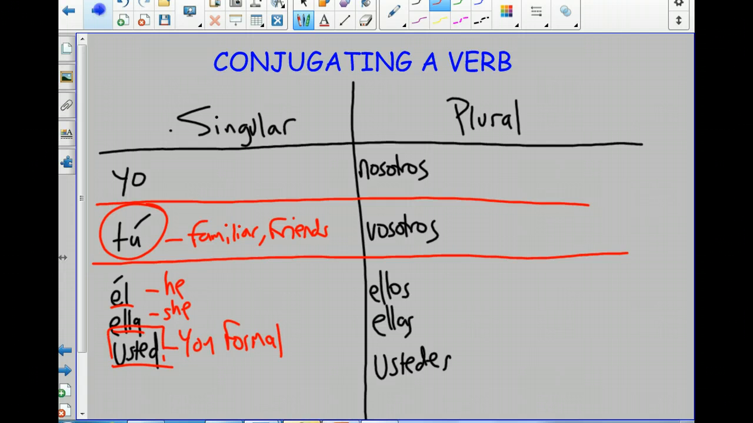What does that mean? That means if you use the usted form, you have to use the ending in this category here in order to conjugate the verb. So the difference between tú and usted is important. Also, people have a tendency to confuse usted and ella and él. These are what they mean, okay?